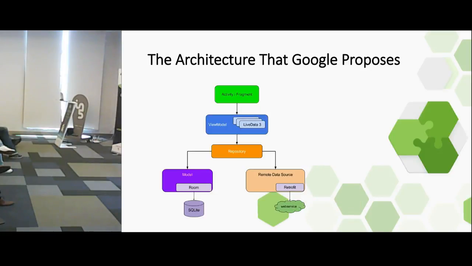So, on the other hand, we have another picture. This picture demonstrates the architecture that has been proposed by Google. Let's look at it closer. On the top, we have UI components such as activities and fragments. They are both lifecycle owners. All the UI components are connected to the ViewModel. ViewModel contains UI-related data in LiveData, and LiveData is lifecycle aware, and ViewModel survives configuration changes.